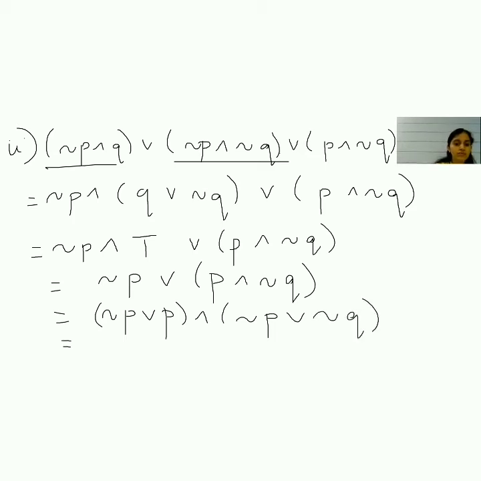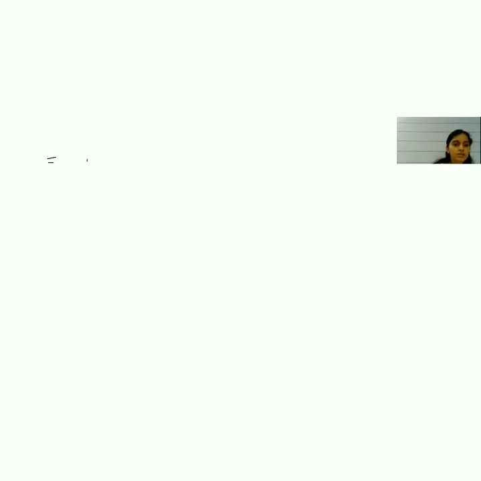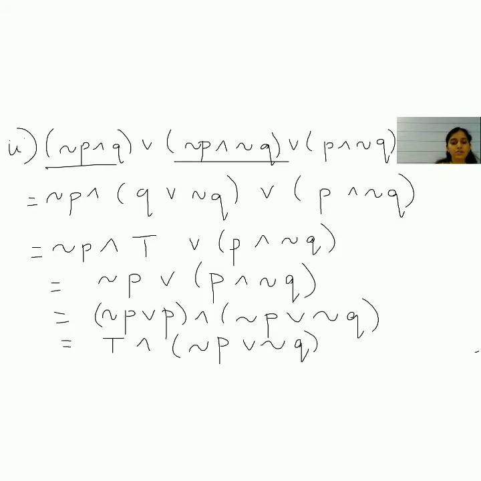So again we'll use complement law. Negation P or P is true, ANDed with negation P or negation Q. So what is true and negation P or negation Q? There we'll use identity law, and so we will get the answer as negation P or negation Q as our final answer. Negation P or negation Q is the final answer for true and negation P or negation Q.